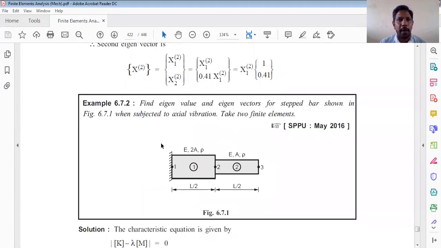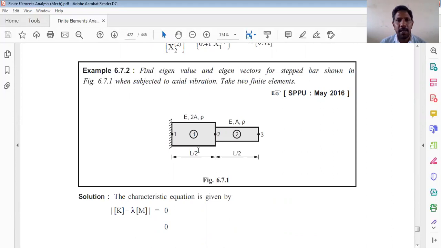Another problem: find the eigenvalue and eigenvector for the stepped bar shown in the figure when subjected to axial vibration. Take two finite elements. So we have a stepped bar, the length of each member is L by 2, Young's modulus is E, the area of the first step is 2A, the area of the second step is A, and the density of the material is rho.